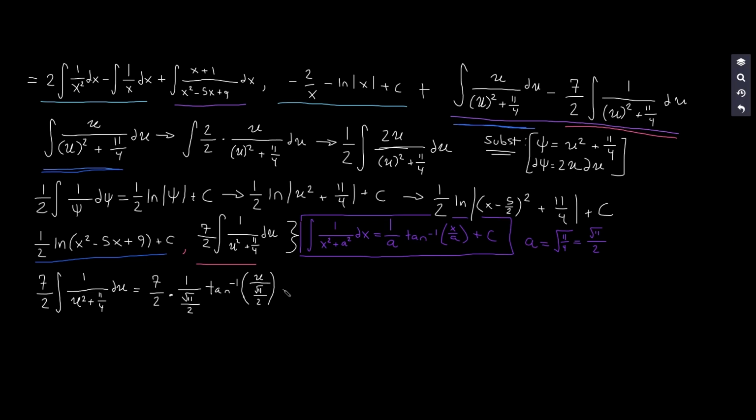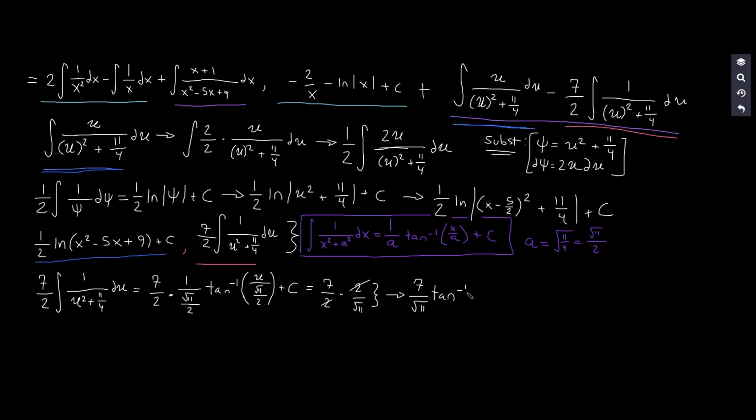And then plus c. And then, well, this is going to turn into 7 over 2 times the reciprocal, 2 over the square root of 11. Well, this is going to just become 14. These twos are going to cancel. So it actually is 7 over the square root of 11.